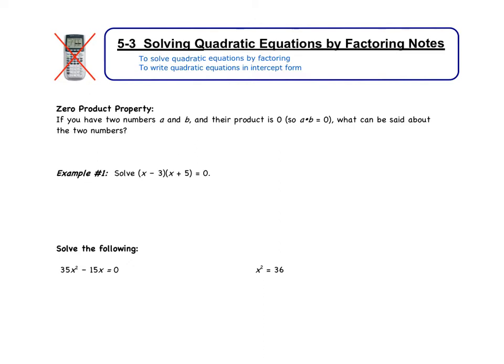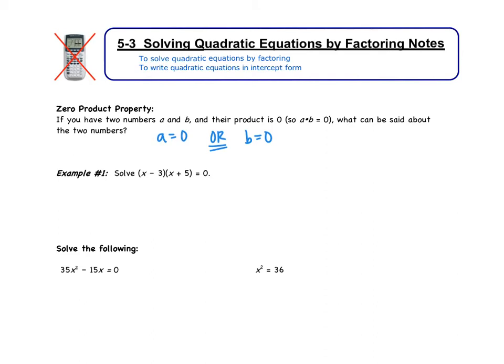If you have two numbers, a and b, and their product is 0, so when you multiply them, you get 0. What can be said about the two numbers? Now be careful here. I have two numbers, I multiply them, and I get 0. What does that mean? Well, it means that a is equal to 0 or b is equal to 0. They don't both have to be 0, right? If you take 5 and multiply it by 0, you're still going to get 0. So in this case, one of the two numbers, at least, will be 0.